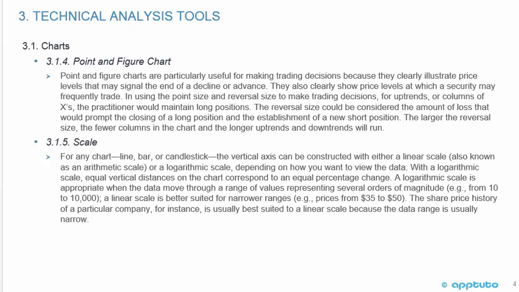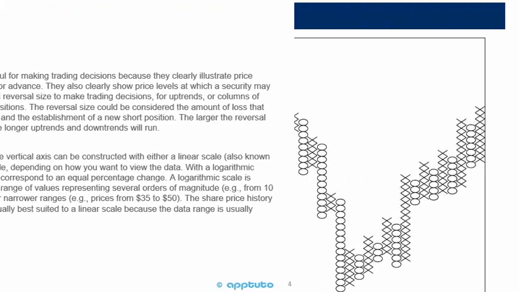They also clearly show price levels at which a security may frequently trade. In using the point size and reversal size to make trading decisions for uptrends, or columns of X's, the practitioner would maintain long positions. The reversal size could be considered the amount of loss that would prompt the closing of a long position and the establishment of a new short position. The larger the reversal size, the fewer columns in the chart, and the longer uptrends and downtrends will run.